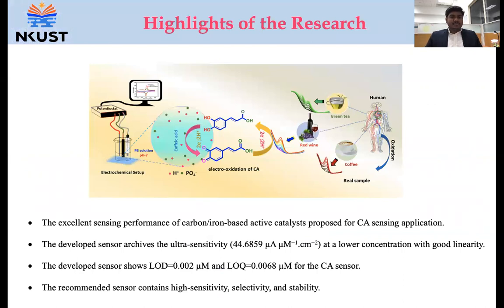In this picture, I'm showing the highlights of our research. In this work, we worked on an electrocatalyst, a carbon and iron-based composite material, for caffeic acid sensing application. The developed sensor shows ultra sensitivity at lower concentration with good linearity, and also low LOD and low LOQ for the CA sensor. The recommended sensor also has high sensitivity, selectivity, and stability. Also, the sensor shows good practical ability for caffeic acid sensing application.